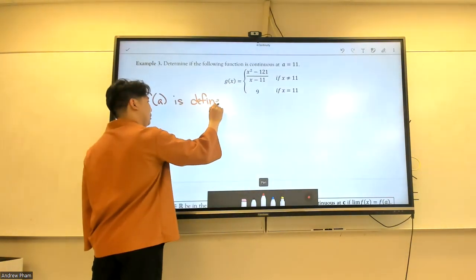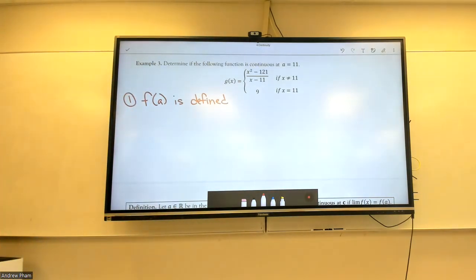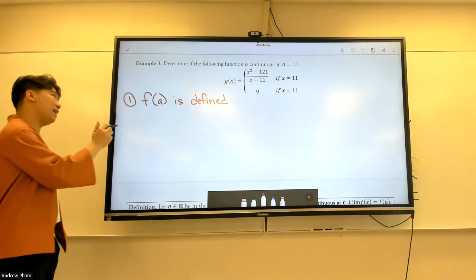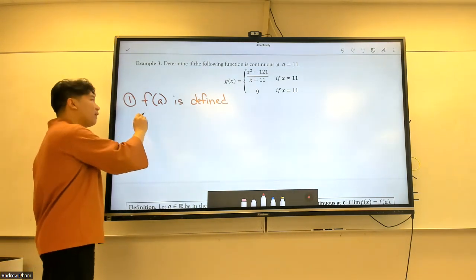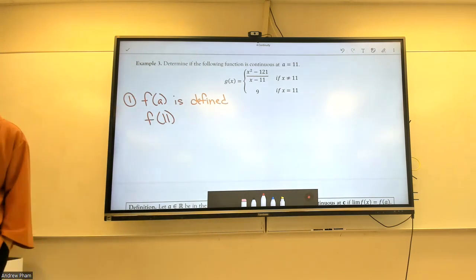Is defined. So what's my a value for this problem? 11, right? It says it right there, a is equal to 11. So really what I'm asking is if f of a is defined, can you tell me what f of 11 is?